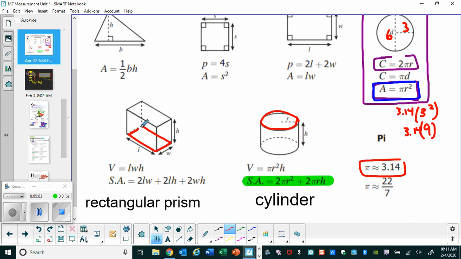So when you find the area of this base down here, you doubled it to find the area of the top. That's this part right here in red. And this also has it in common. You're going to find the area of this circular bottom and then double it because there's a top. And so there's the 2 pi r squared.